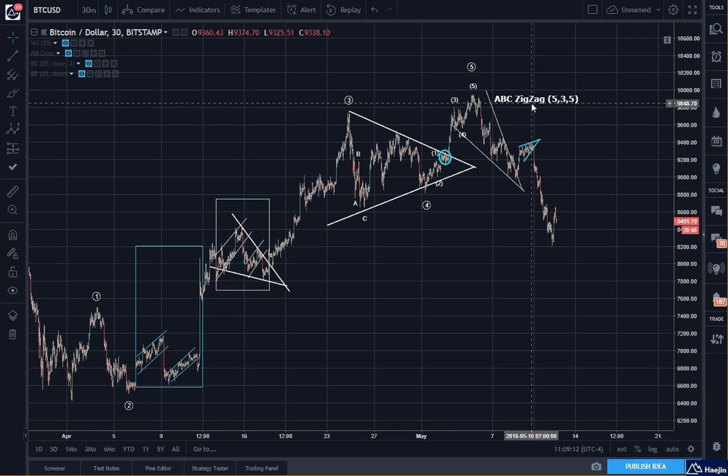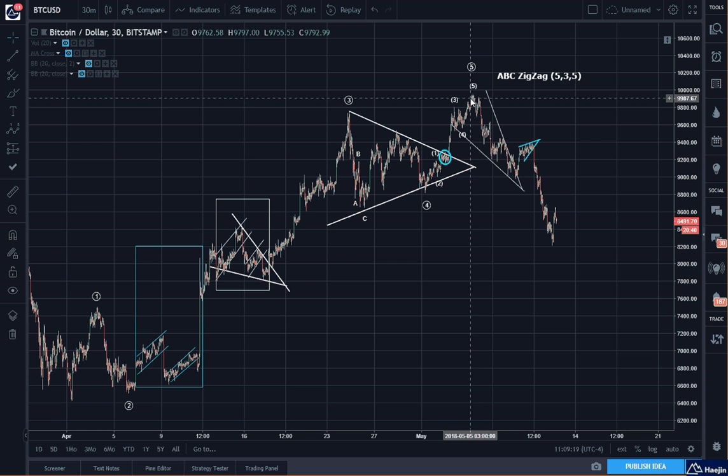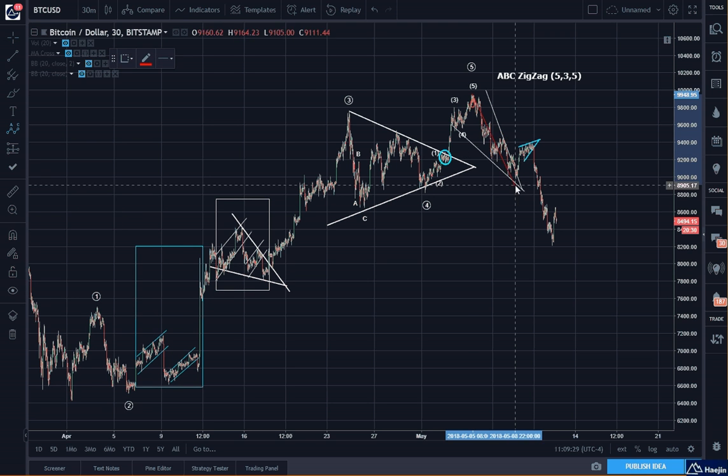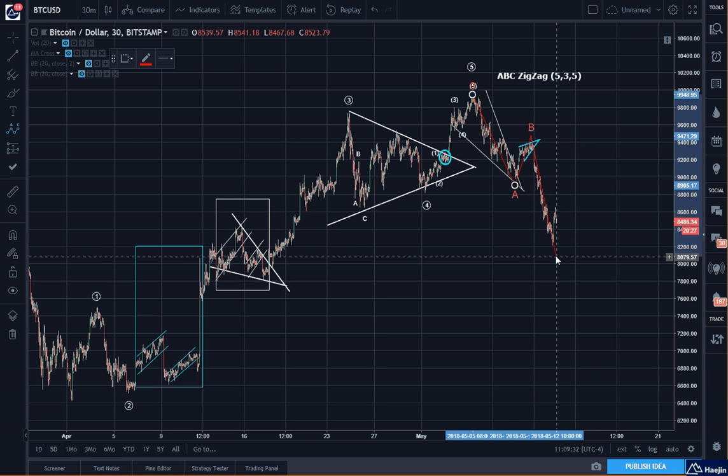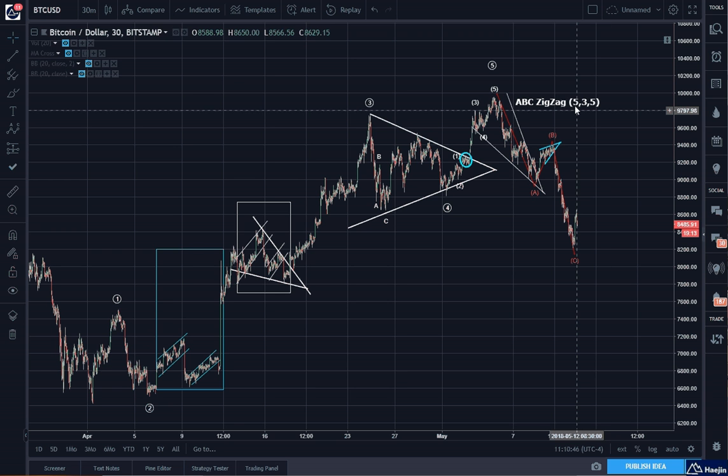So here we still, I believe, have the zigzag going, and that is that this is an A, B, and a C. And the zigzag means 5-3-5. Now, if that's the case, then we need to be able to count 5, 3, and 5. So clearly, I think, let me get rid of the lines here.